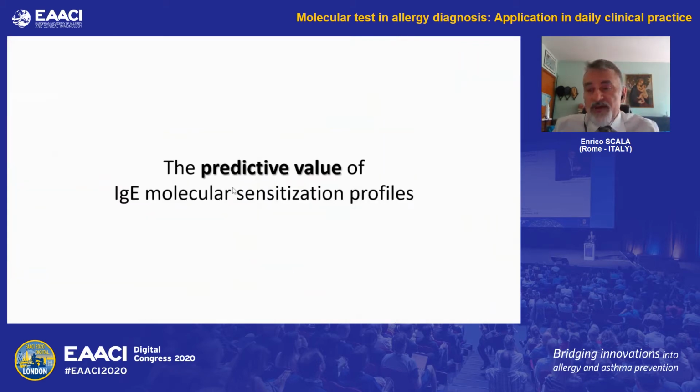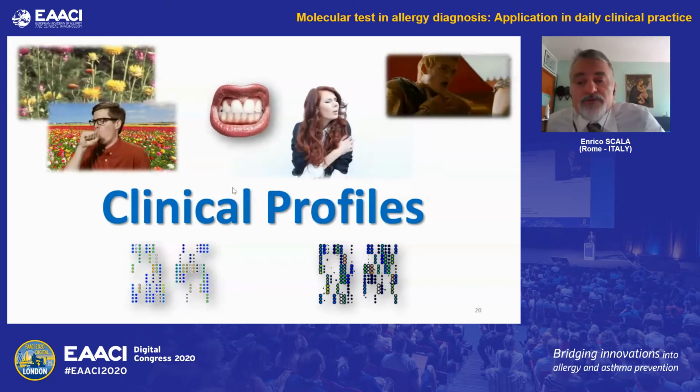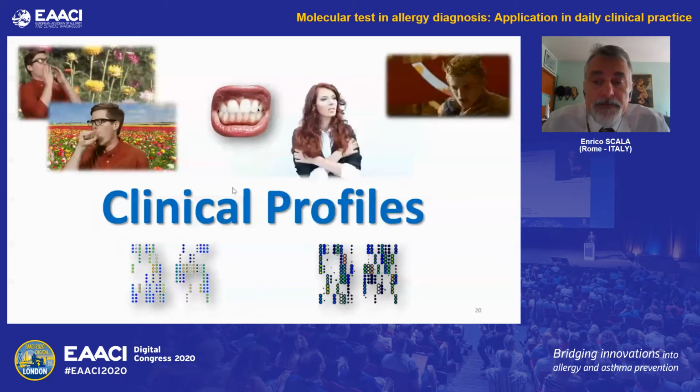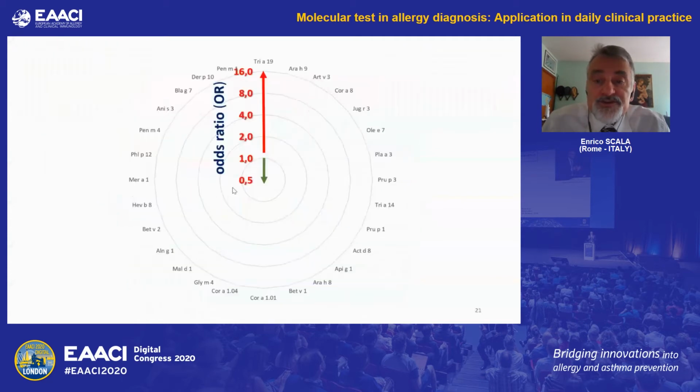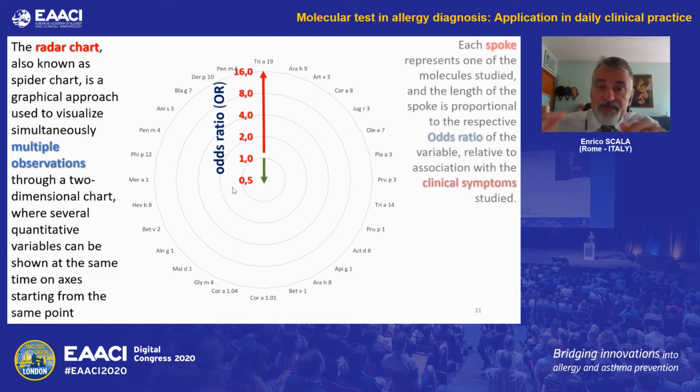But what about the predictive value of IgE molecular sensitization profile? Okay, in order to talk to you about the clinical profile of sensitization associated with the distinct and different picture of molecular recognition, I'm going to show you, ladies and gentlemen, my data in a quite different way using the radar chart. The radar chart is also known as a spider chart. This is a graphical approach that you can use to visualize at the same time more observations with a two-dimensional chart, where several quantitative variables can be shown at the same time on axes starting from the same point.